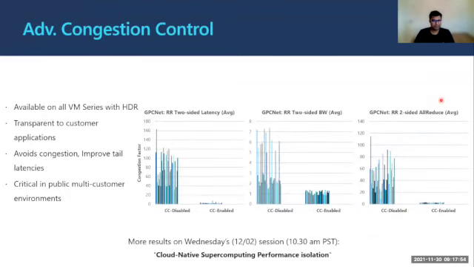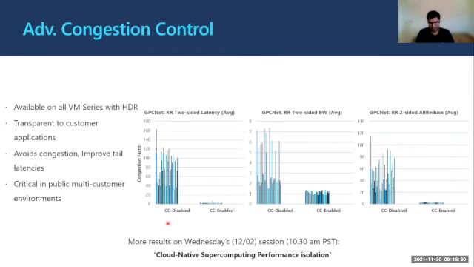Congestion control. We'll have some detailed results, especially with the application results coming in on Wednesday's session, in the cloud native supercomputing performance isolation. So here I have captured GPCnet results for, say, 512 VMs all running at the same time, right? A group of them creating artificial noise, and other ones doing the benchmark.